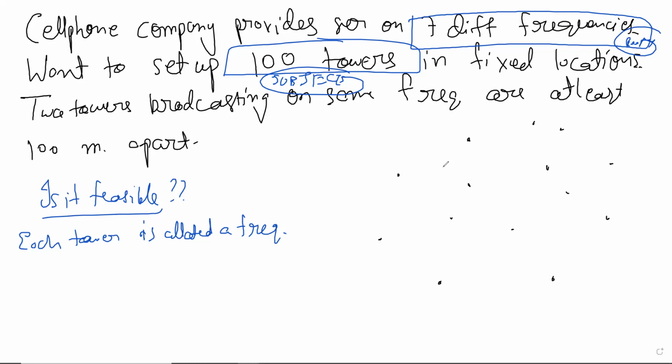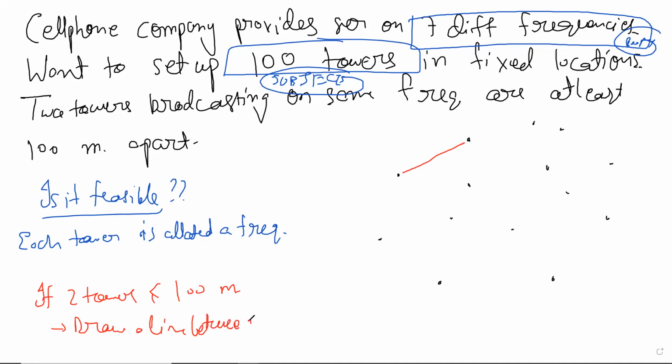You can also break it down directly: if two towers are less than 100 meters apart, then I draw a line between them. I'll make a graph. If two towers are less than 100 meters apart, I draw a line between them.